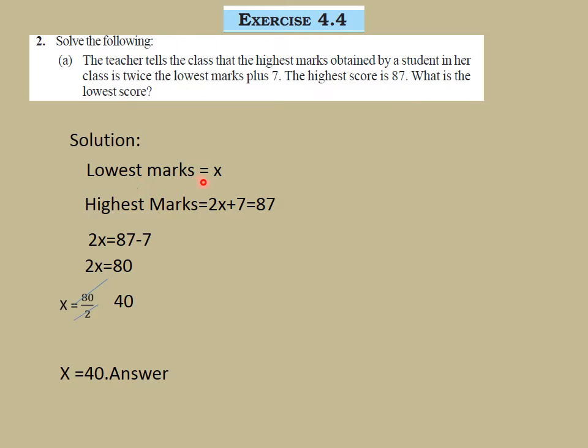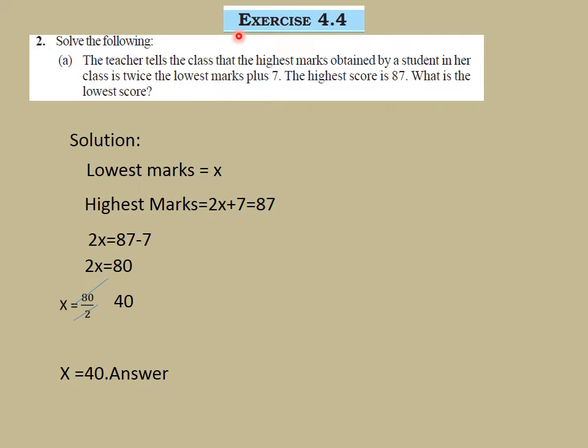So you take lowest marks is equal to x. Twice the lowest marks, so 2 into x plus 7. So 2x plus 7 is the highest marks obtained by a student. The highest score is 87. So 2x plus 7 is equal to 87.